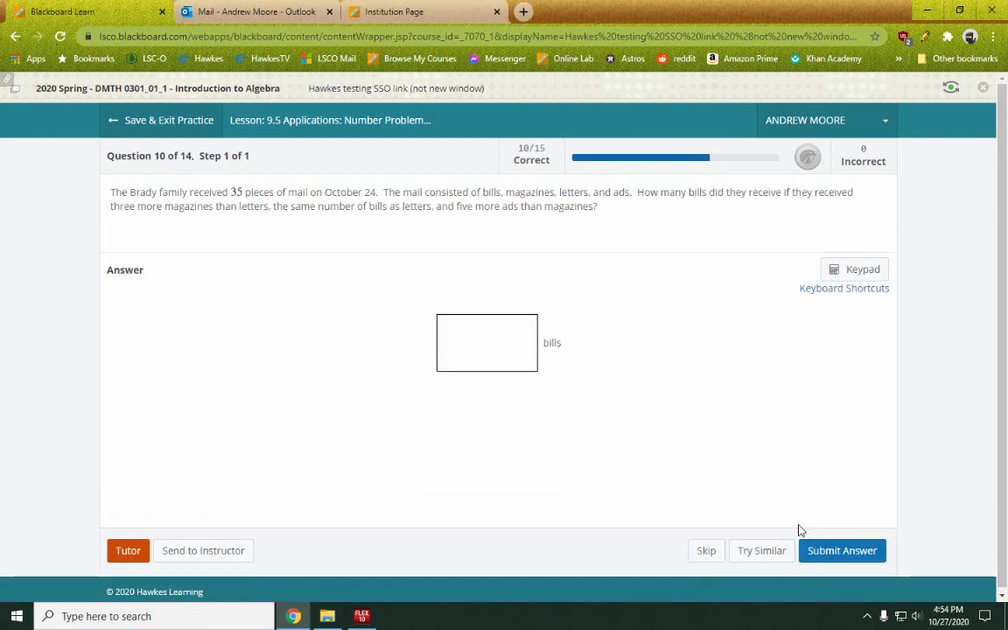The Brady family received 35 pieces of mail on October 24th. The mail consisted of bills, magazines, letters, and ads. How many bills did they receive if they received 3 more magazines than letters, the same number of bills as letters, and 5 more ads than magazines?